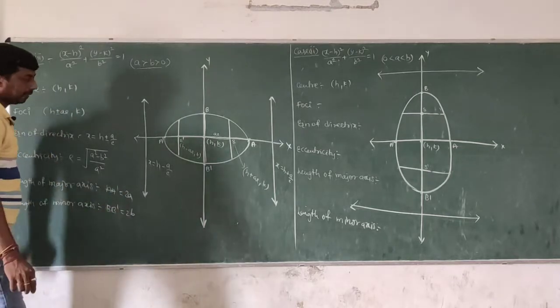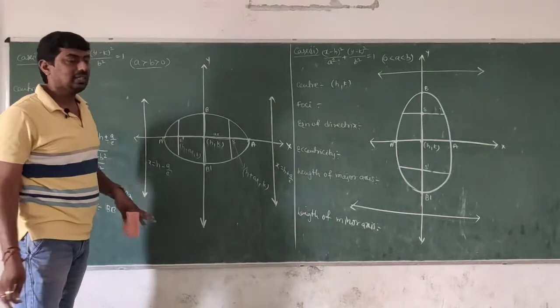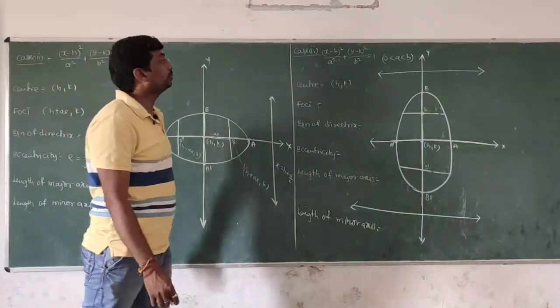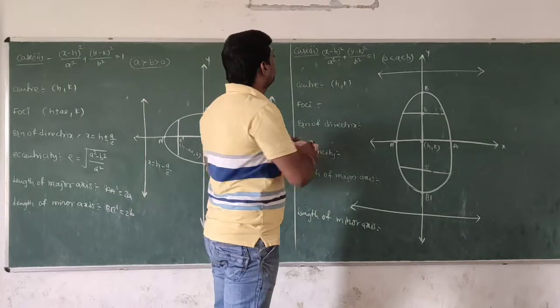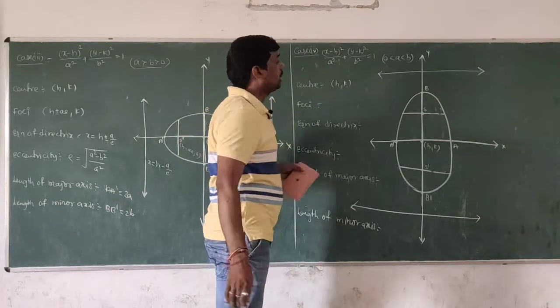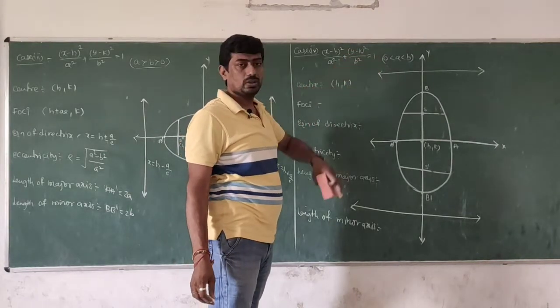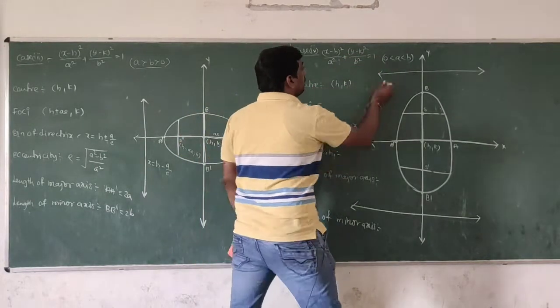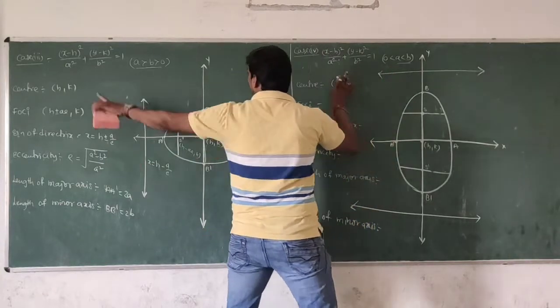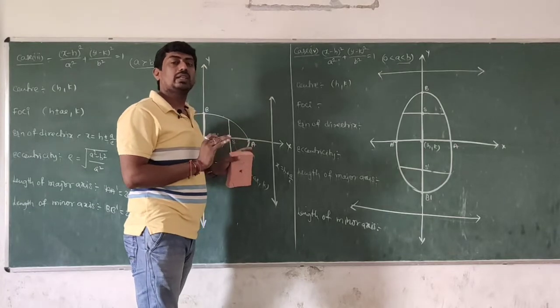Is it clear? If you understood this formula, then we can easily learn case 4 also. In case 4 the standard form is (x minus h) whole square by a square plus (y minus k) whole square by b square equals 1. Here a is less than b. For both cases the center is (h, k), while in the previous two cases the center is the origin.